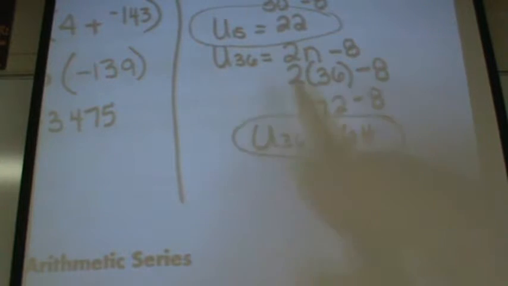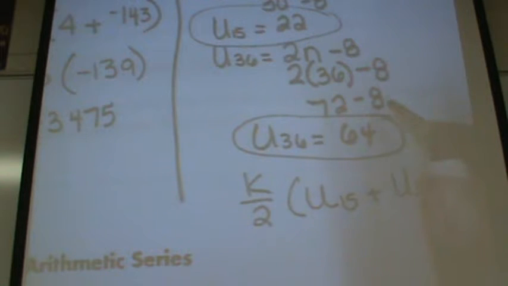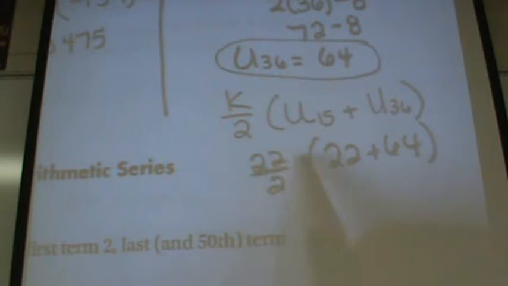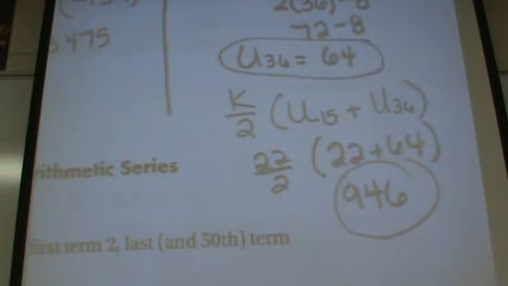And now what's my formula to add them up? K over 2 times u. I'm going to add the 15th term and the 36th term. You guys remember this? What did you get for K, by the way? 22. You got it. And it's just a coincidence that these both were 22. What's your sum? Anyone have it? 946. You got it. 946.